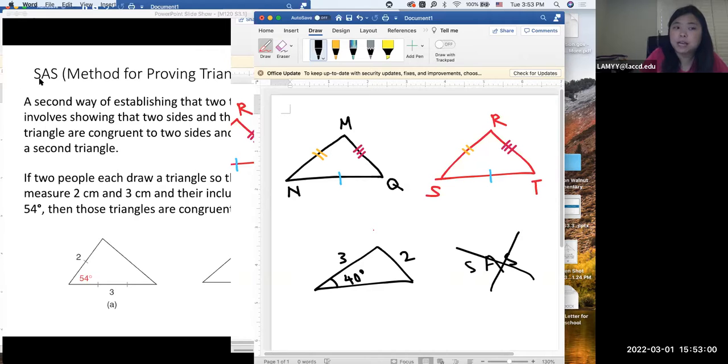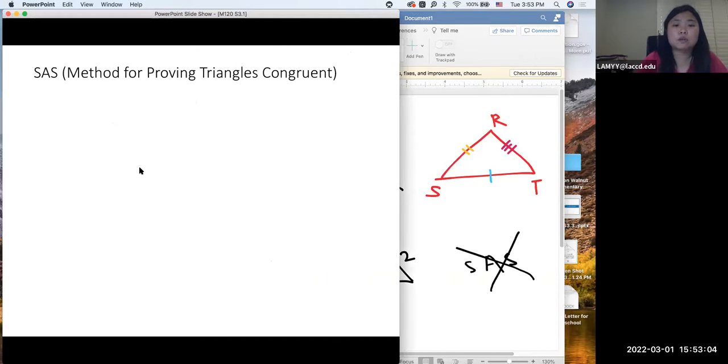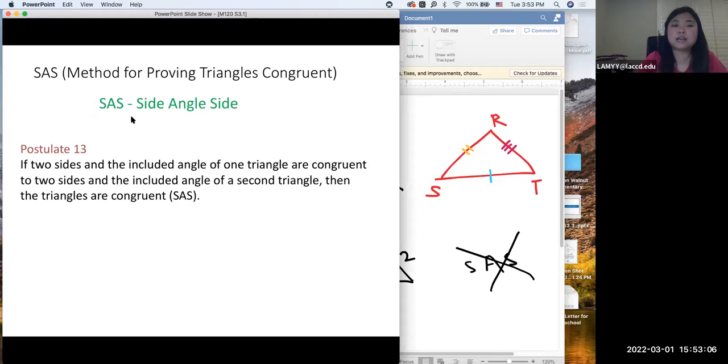So keep in mind, it has to be in order. The angle is in between two sides. So side, angle, side. Postulate 13: if two sides and the included angle of one triangle are congruent to two sides and the included angle of the second triangle, then the triangles are congruent. Again, this is if and only if. So the second method to prove the triangles are congruent is side, angle, side.